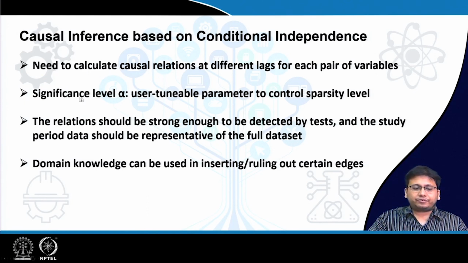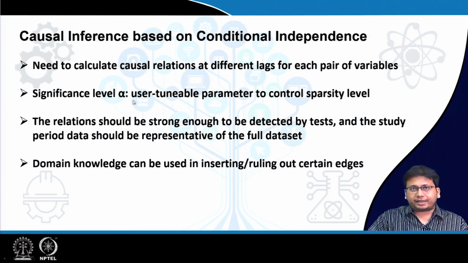Then there is the significance level alpha, which is a user-tunable parameter. The relations should be strong enough to be detected by the test, and the study period should be representative of the full data set. So, if the relation is weak, then depending on our alpha, it may not be detected by the test, that is, the hypothesis may get rejected.